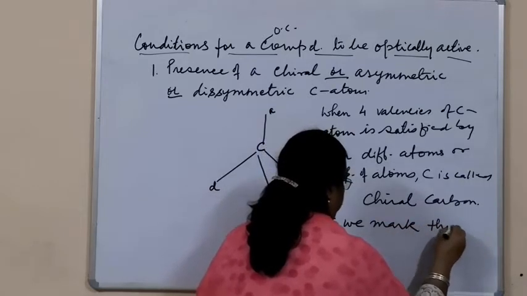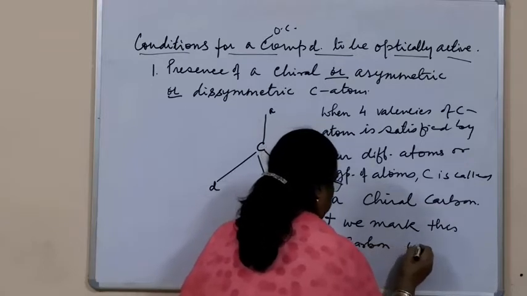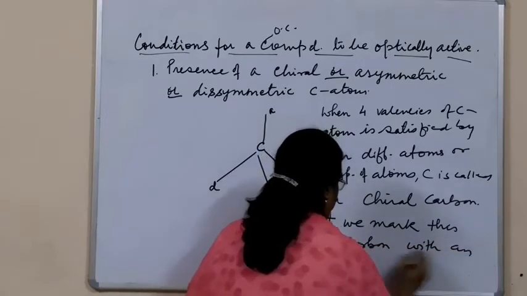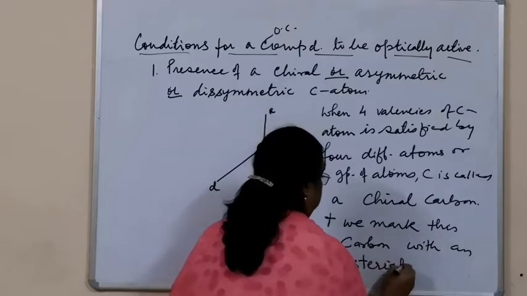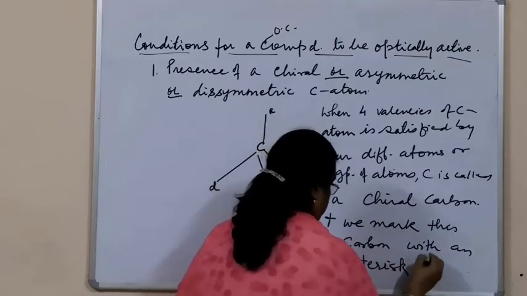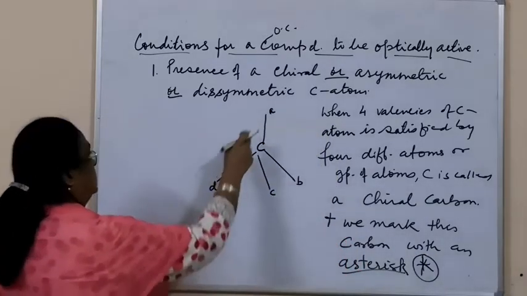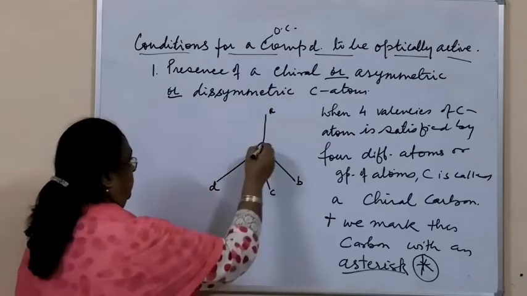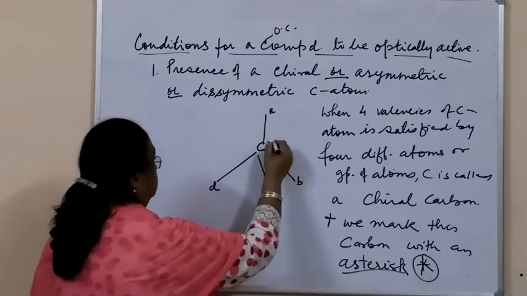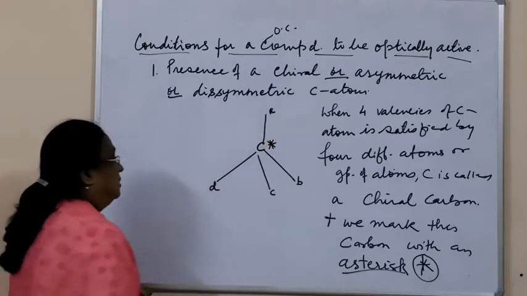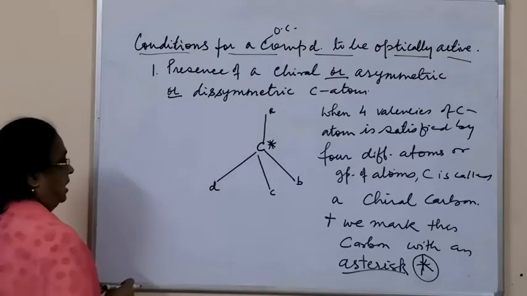this carbon with an asterisk. Asterisk means this sign. So here this carbon is having 4 different atoms or groups of atoms. So this carbon is chiral. So you will mark it with an asterisk. So this sign is indicating that this carbon is a chiral carbon.